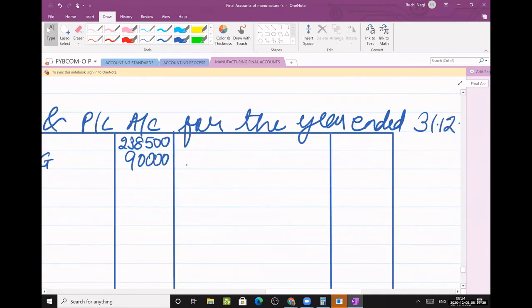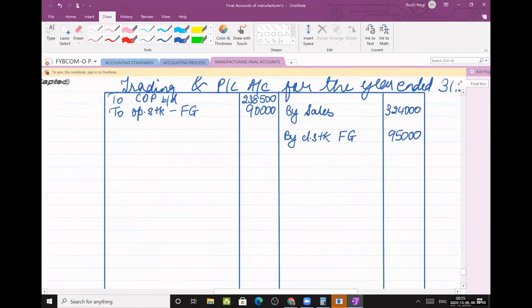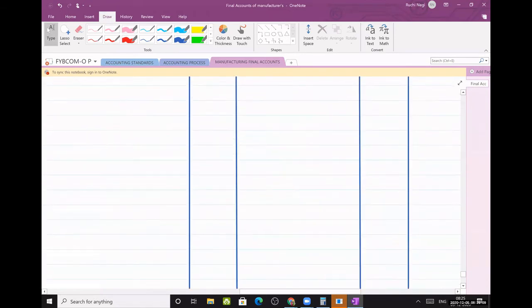Then sales figure is there, by sales. Sales is what? Finished goods ka sales, 3,24,000. Then by closing stock of finished goods, trading credit, 95,000. So from here onwards, in trading only this many items will come. Then close the trading account.